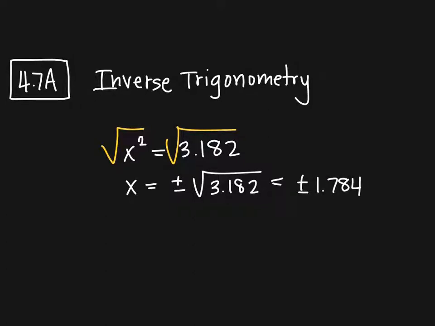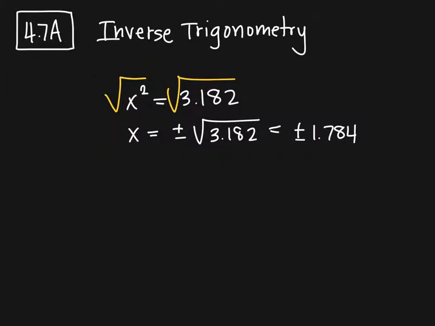In a similar way, if we have the sine of x equals 3.182, we want to get x by itself, so what do we want to get rid of? Sine. Well, the way to get rid of a square was with a square root. How do you get rid of a sine?